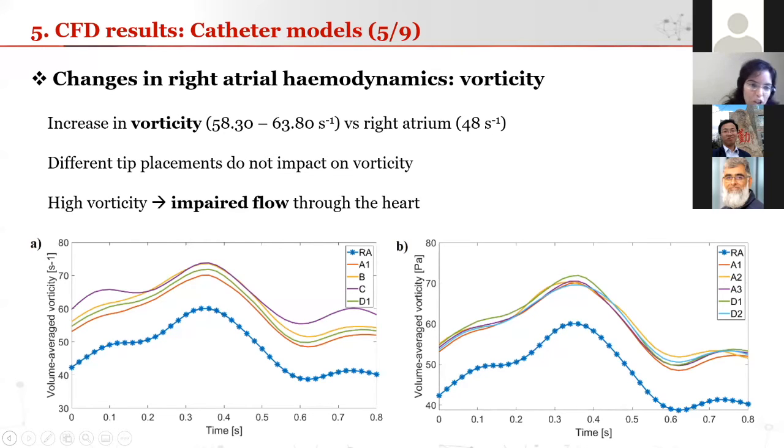Previous studies have actually shown that elevated vorticity can be associated with problems of blood flow through the heart. So if you have a lot of vorticity, the flow may not behave properly, and this can be associated with further issues. However, it will still need some validation afterwards. So this is just speculation at this moment.